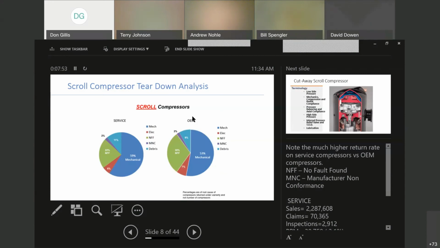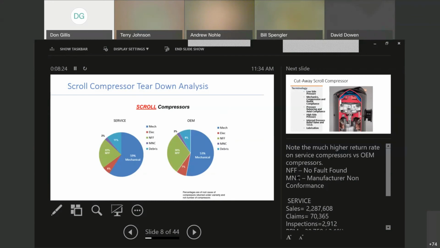The thing I want to touch on the most is the much higher return rate on the service compressors versus the OEM compressors. Again, the NFF is no fault found, and that's a huge percentage here. The reasoning behind that is some of the safety features that maybe a young technician or a seasoned technician isn't that familiar with. And that's really what I want to try to get out of this presentation the most, to be honest with you.